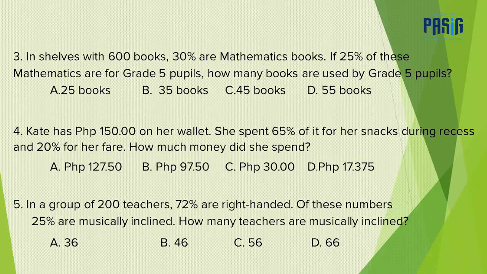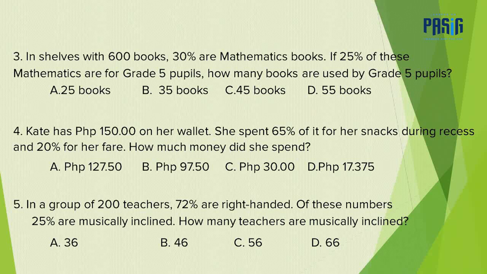Number 4. Kate has 150 pesos in her wallet. She spent 65% of it for her snacks during recess and 20% for her fare. How much money did she spend? A. 127 pesos and 50 centavos, B. 97 pesos and 50 centavos, C. 30 pesos, or D. 17 pesos and 375 thousandths.